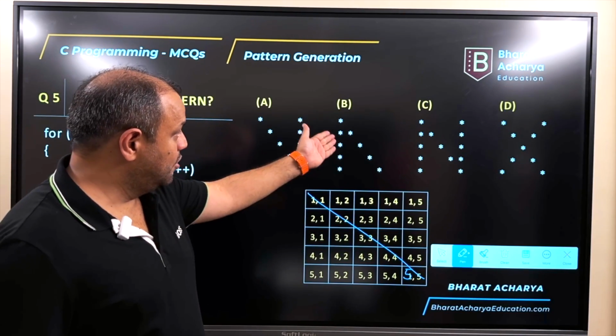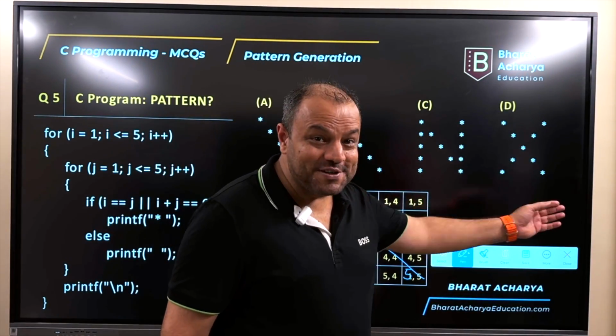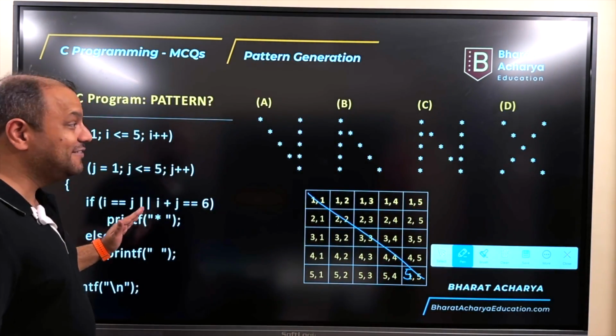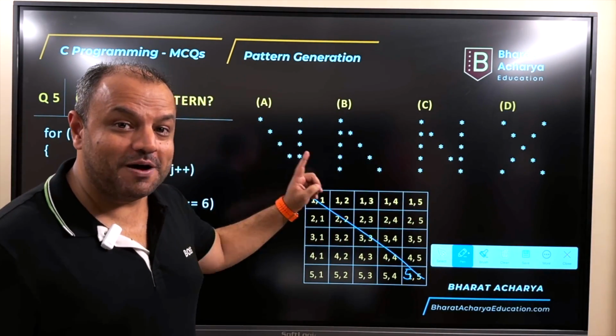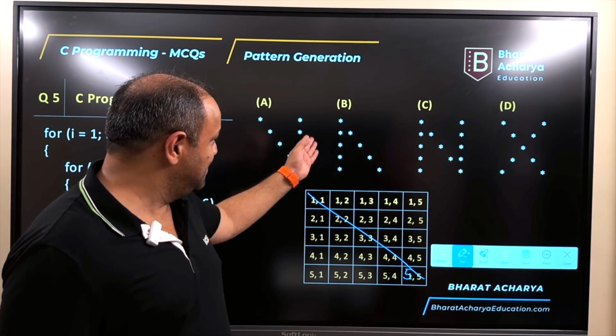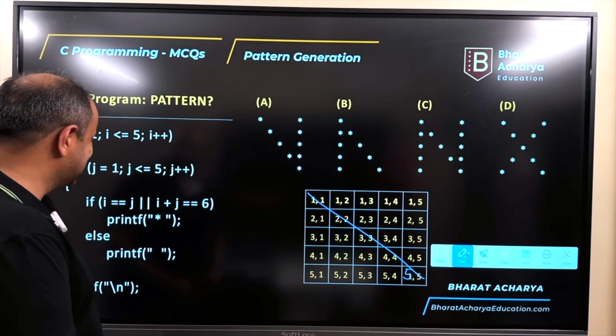Valid option. Are you serious? All of them are valid options. So far, all of the options given over here are possible answers because all of them have a star on this diagonal. Are you clear? So now the next case.